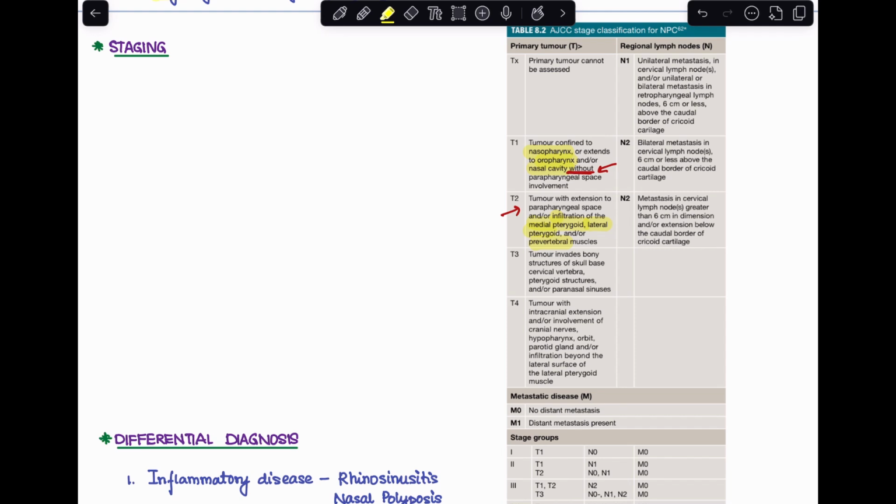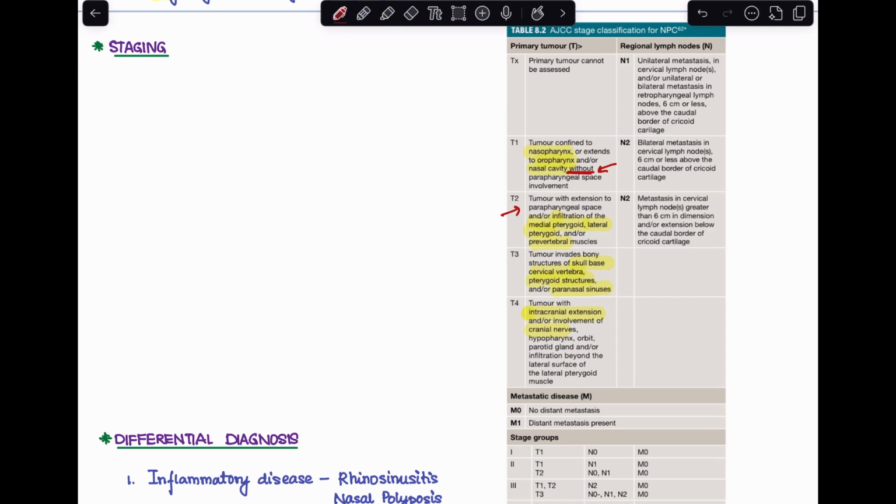T3 is when it starts invading the bony structures of the skull base, the cervical vertebra, pterygoid structures and paranasal sinuses. And lastly, T4, which is the most advanced one, is when there is intracranial extension, involvement of cranial nerves, hypopharynx, orbit, parotid, and/or infiltration beyond the lateral surface of the lateral pterygoid muscle.